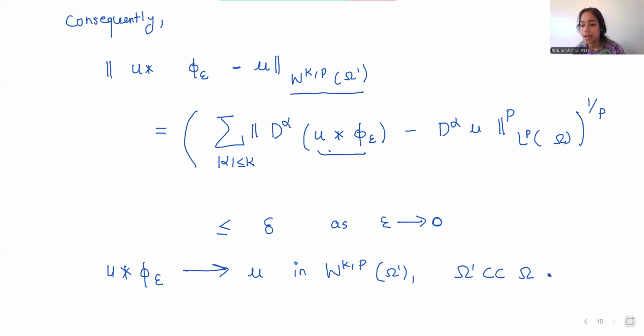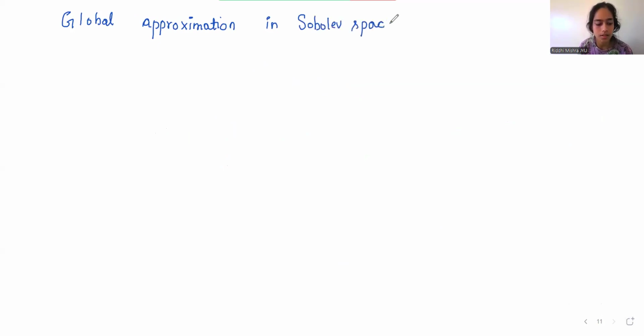So now we have the local approximation of my Sobolev space, and now we are going to see the global approximation of Sobolev in Sobolev. So global approximation in Sobolev space. This was proved by Meyers and Serrin.